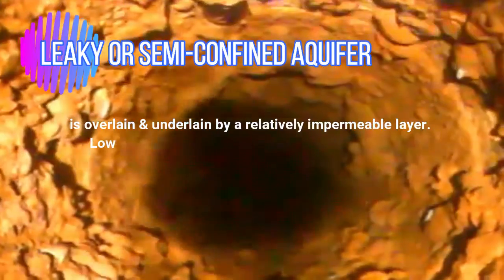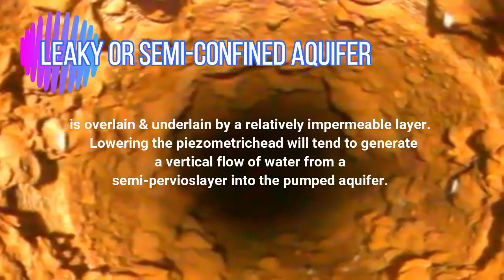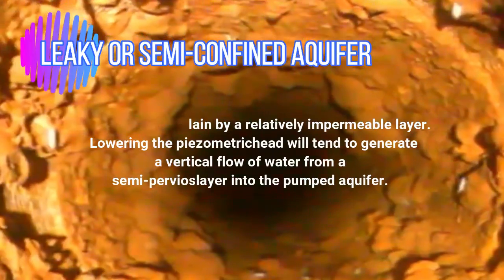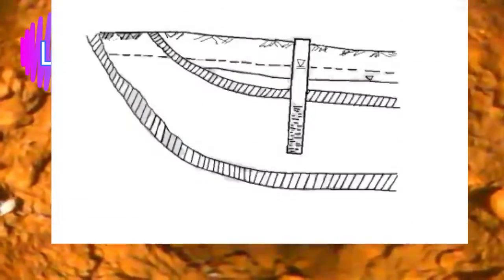Leaky or semi-confined aquifer is overlain and underlain by a relatively impermeable layer. Lowering of piezometric head will tend to generate a vertical flow of water from a semi-pervious layer into the pumped aquifer.